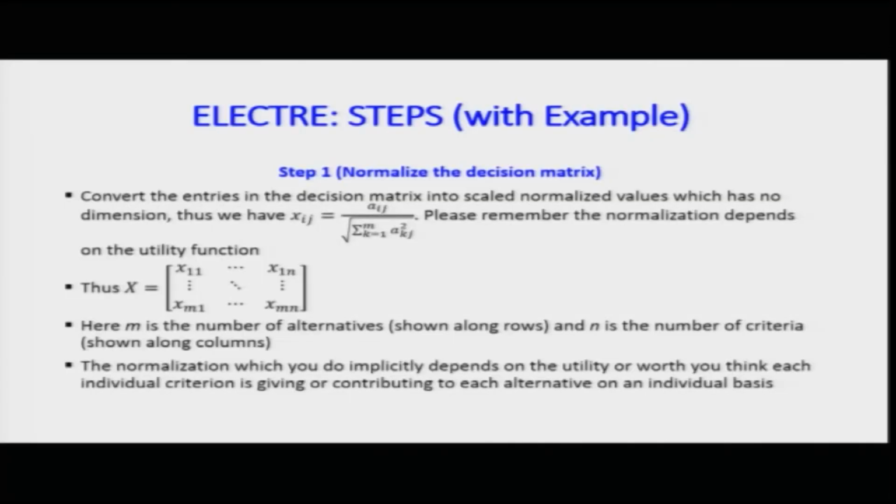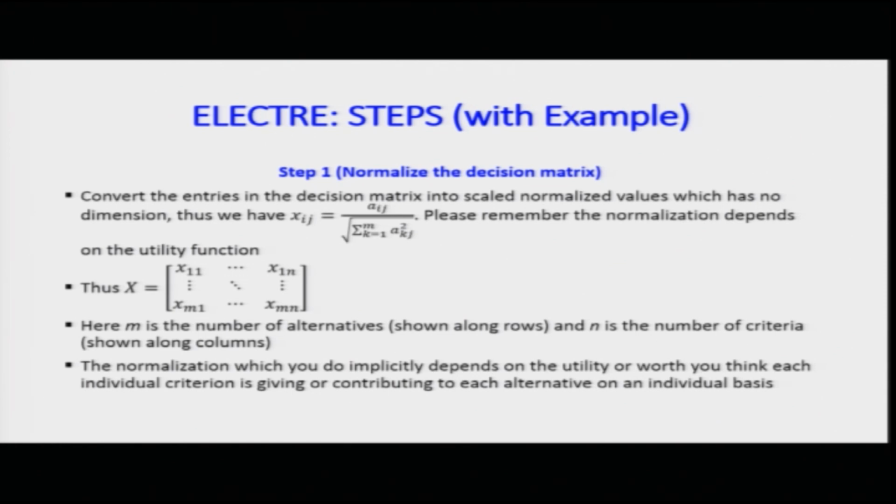So, we will basically consider this algorithm in very simple steps, like step 1, 2, 3, 4, and also solve a very simple theoretical problem. Step 1 is to normalize the decision matrix. We have a set x, which is basically the scores assigned with respect to some monetary value. We will convert the entries in the decision matrix into scaled normalized values, which have no dimension.